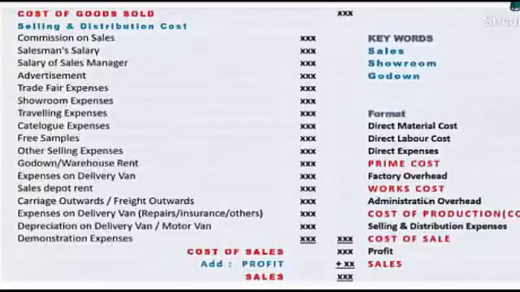Now let us see examples of selling and distribution. Again, you have to keep in mind whether this is factory, administration, or sales. So I'm reading out the items. Commission on sales, obviously related to sale. Salesman salary, salary of sales manager, advertisement, trade fair expenses. See, at TYBCom level, we should not have a problem understanding this word. Trade fair means a place where we display the products and we communicate to the competitors and the consumers, and we are talking to them about the products. Showroom expenses, traveling expenses, catalog.